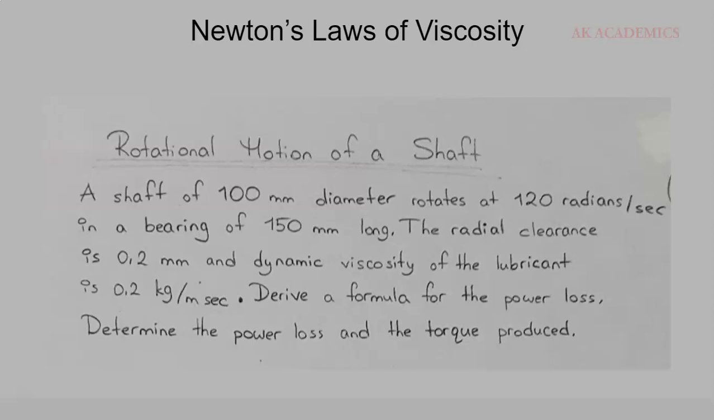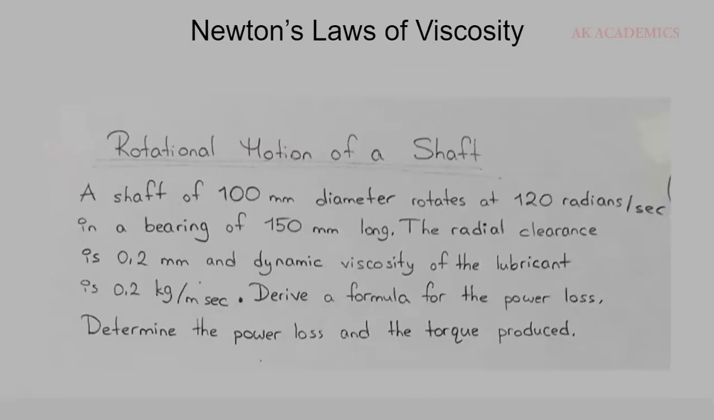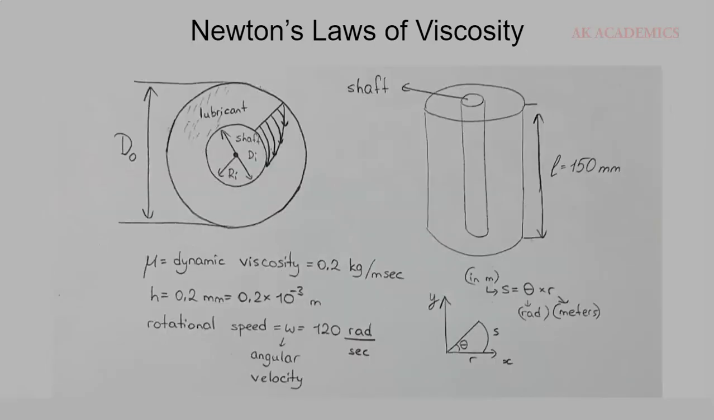And I want you to pay attention to the methods and the concept via which we find those parameters. Okay, so we can easily draw up what we have here. Don't forget we have a shaft that has a diameter of 100, and it is put in a bearing of 150 millimeter long. This is what we have here.